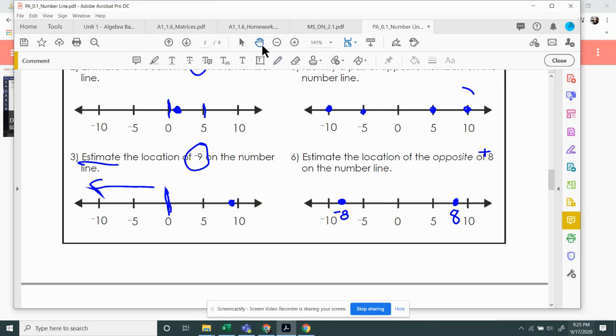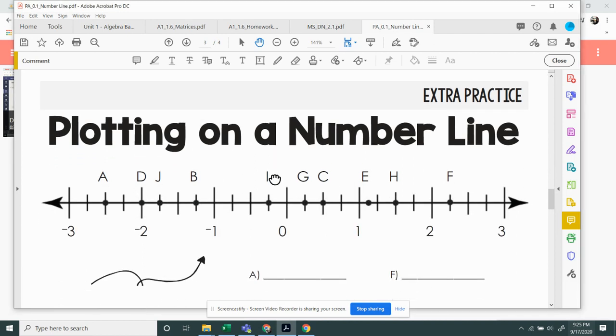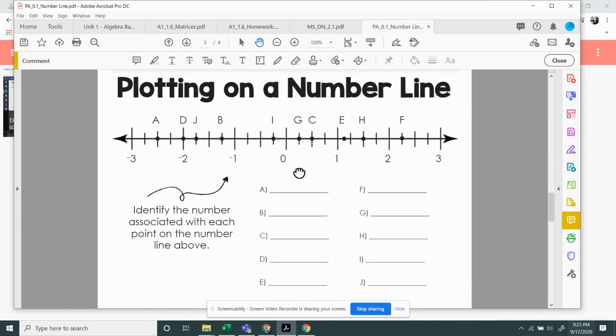Okay, let's look at what else we need to do. Got some extra practice here. I'm going to reduce the page a little bit so that we can see all the problems. It looks like we are plotting on a number line.